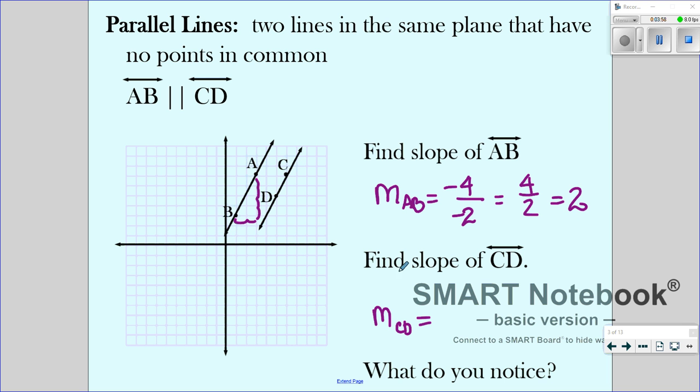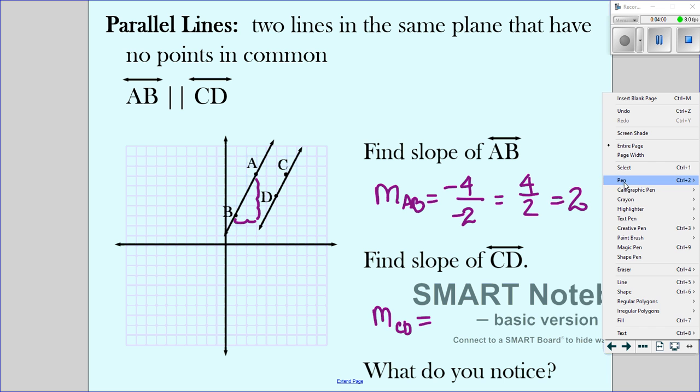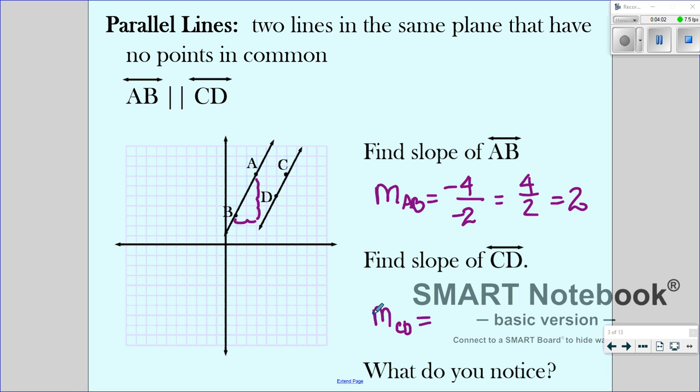For CD, I'm going to use another color, which I should have done for this, so let me just trace over it. It's going to be 1, 2, so it's 2 down, and then 1 to the left, which is negative. So again, if I were to simplify, that'd be 2 over 1 equals 2. Sorry about the watermark, I can't get rid of that.